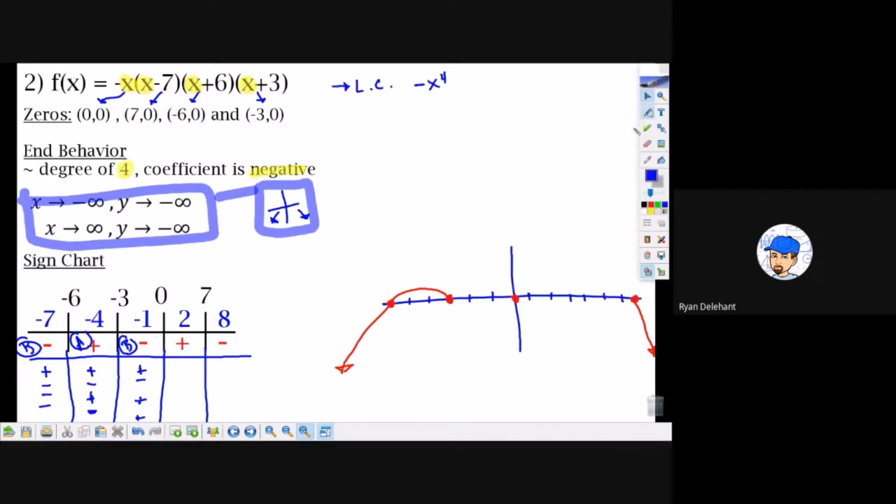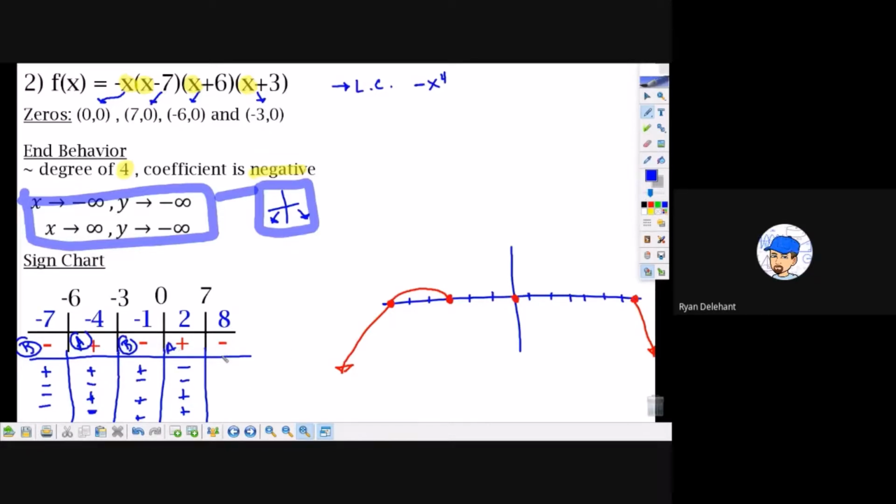That one should be positive, but let's check it all out. So we're going to plug in 2. So we're going to get negative, negative, positive, positive. Even number of negative signs means that this is above.